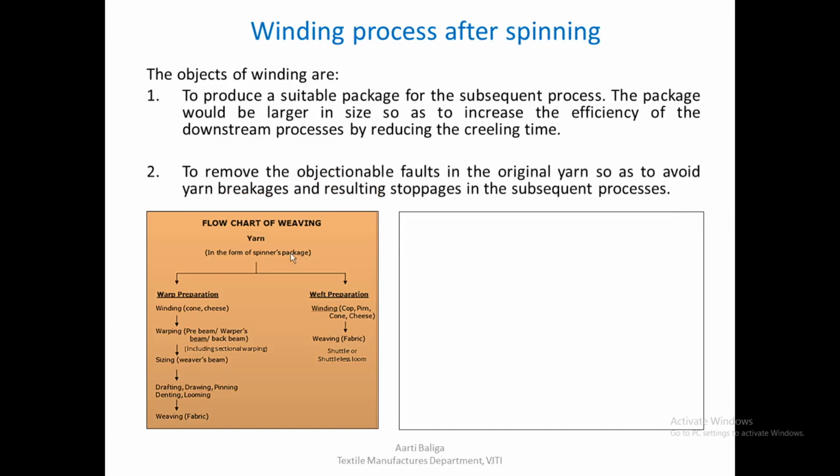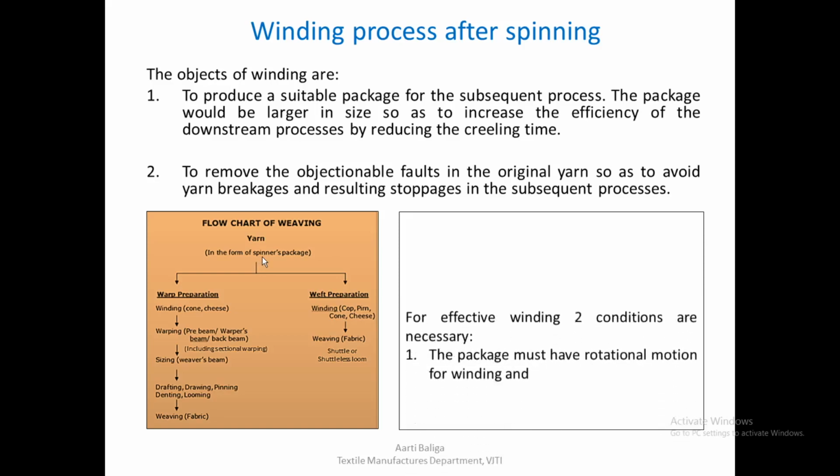The second object would be to remove the objectionable faults in the original yarn so as to avoid yarn breakages. Again, if there were yarn breakages in the subsequent processes after spinning, then it would reduce the efficiency by stopping the production due to yarn breakages. So because of that, again the efficiency would reduce. So with these two objects in mind, that is producing a large size package and at the same time removing the objectionable faults, winding process is done after spinning.